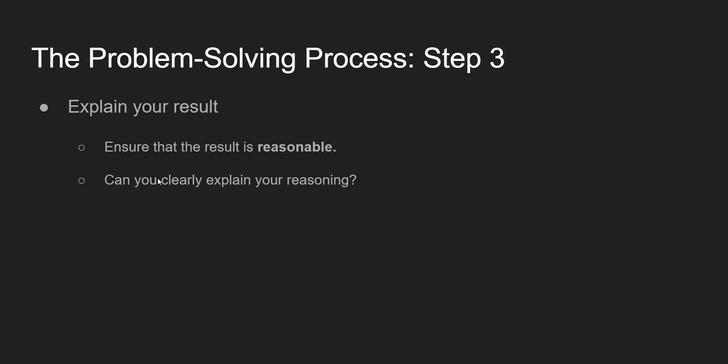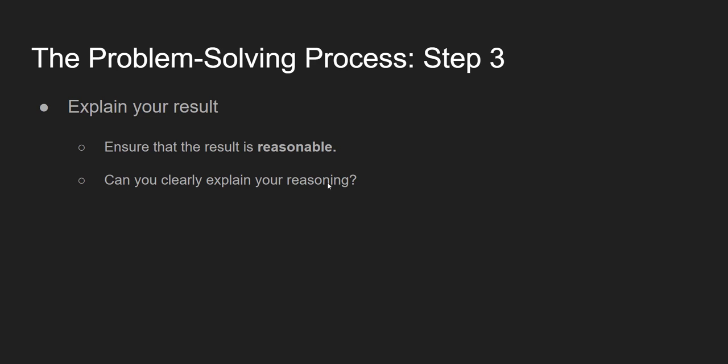So step 3 is to explain your results. This is where we want to encourage you to improve or develop your reasoning, your problem-solving reasoning. So ensure that your result seems reasonable. If you're calculating a measurement for something that should be very small and your measurement seems very large, then often catching that, because it seems unreasonable, will help you maybe catch errors that you made in step 2.